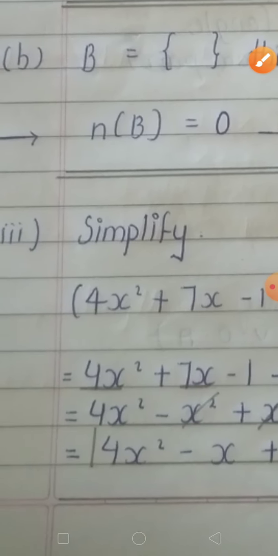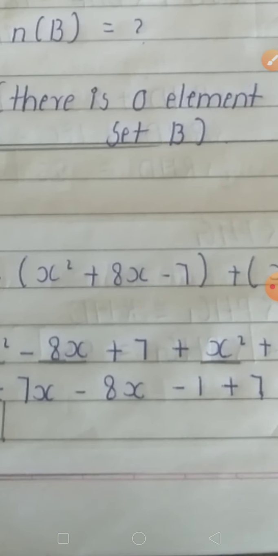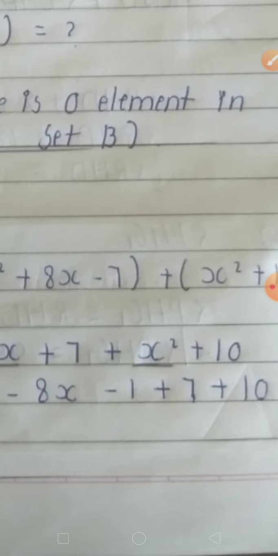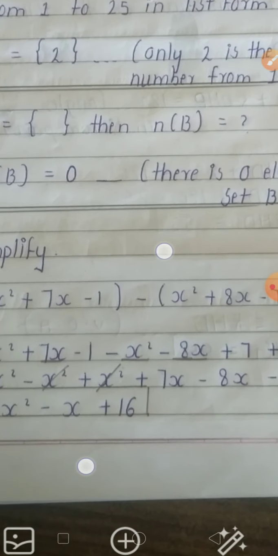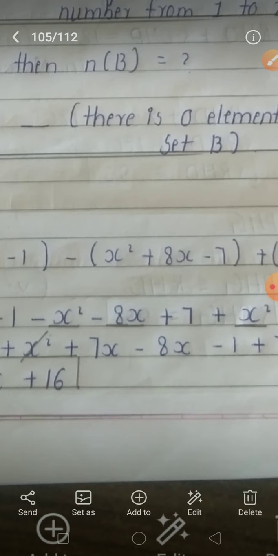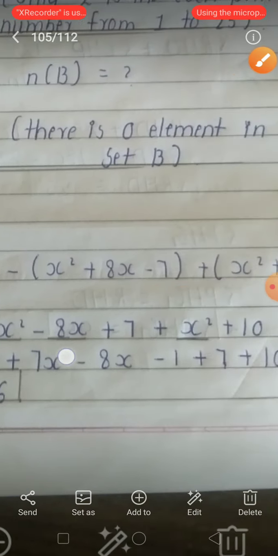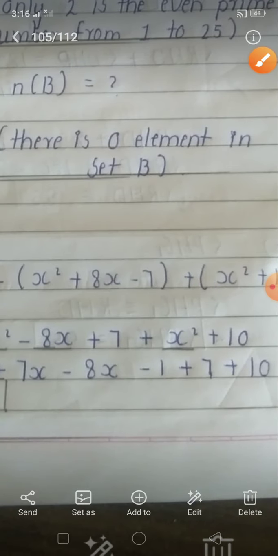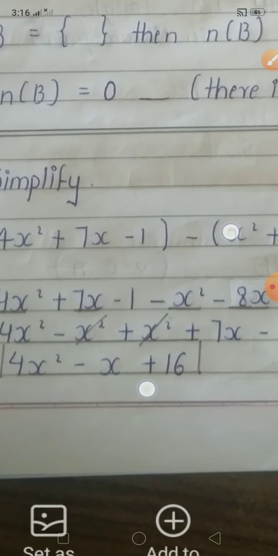Then simplify 4x square plus 7x minus 1, minus (x square plus 8x minus 7), plus (x square plus 10), as given. The last question is there. So simplify 4x square plus 7x minus 1, then minus x square, minus 8x, and then plus 7, then plus x square plus 10. Solving this, the final answer is 4x square minus x plus 16.